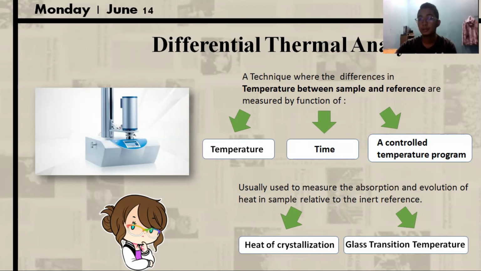Now we will discuss differential thermal analysis, also known as DTA. DTA is a technique where the differences in temperature between sample and reference are measured as a function of temperature, time, and a controlled temperature program. This technique is usually used to measure the absorption and evolution of heat in a sample relative to an inert reference.